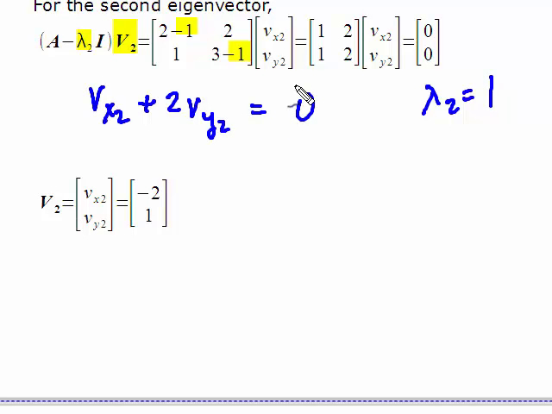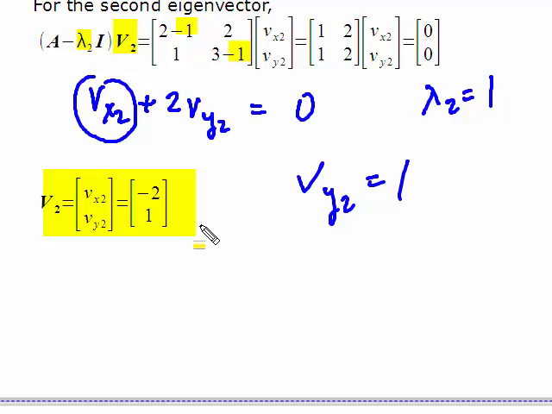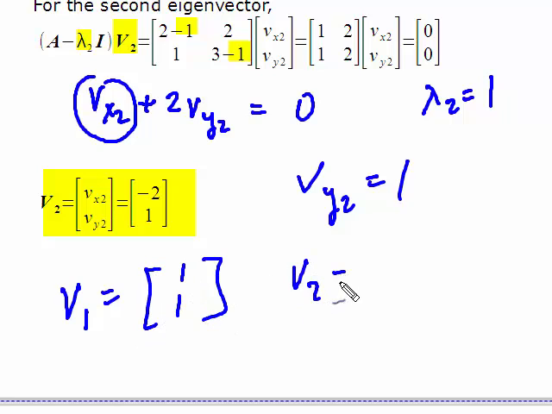You can pick one of them, and obviously if you pick Vx2 to be 1, then Vy2 has to be minus 1/2. Well, minus 1/2 is kind of hard to write, so I'll do it the other way. I'll let Vy2 be 1, and if it's 1, then Vx2 has to be minus 2. So here is the second eigenvector. The first one was 1, 1, and the second one is minus 2 and 1.